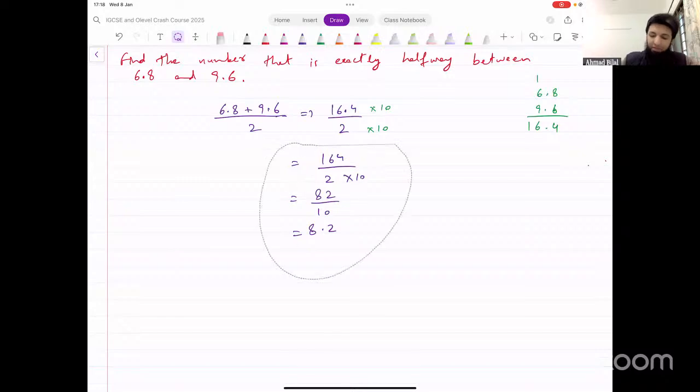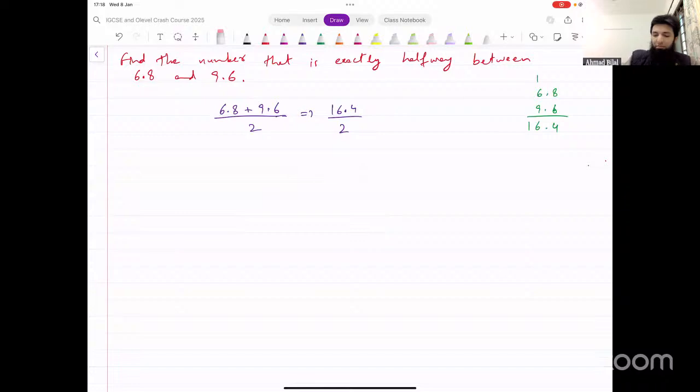Another way to think about this could be that you do it directly. And you say, okay, 1 over 2 you cannot do. 16 over 2, what's that? That is going to give you 8. And then you have a decimal after that. 4 over 2, that's 2. That can give you 8.2 directly, like this as well. That's the number that's halfway between these two numbers.